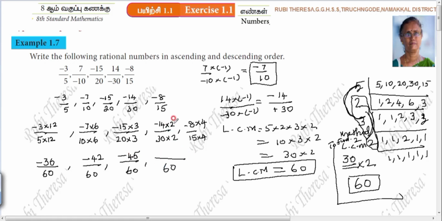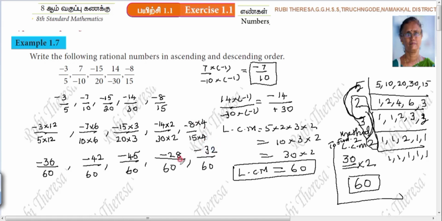Next, 60. 14 into 2. 2 14s are 28, minus 28. Otherwise, 4 2s are 8, 1 2 is 2. Plus into minus is minus. Next one, 60. Plus into minus is minus. 8 4s are, 4 4s are 16, 8 4s are 32.